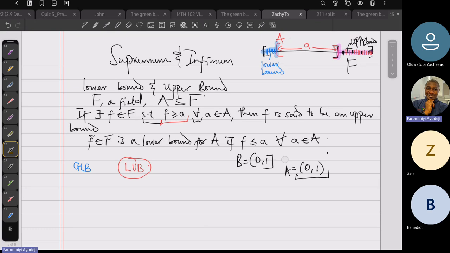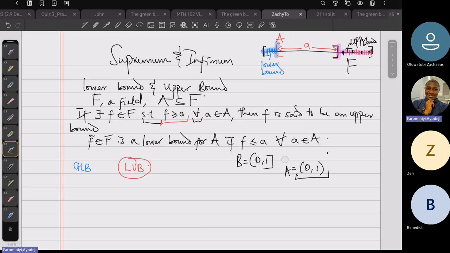So it is greater than or equal to all the elements of A, or in this case, B. And the same thing with lower bounds. The lower bounds of A and B here start from 0 downwards. Even though 0 is not in the set, we don't know the smallest element in the set.